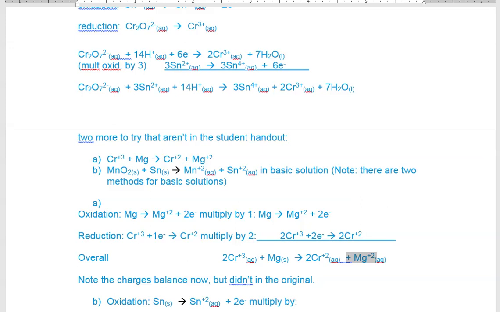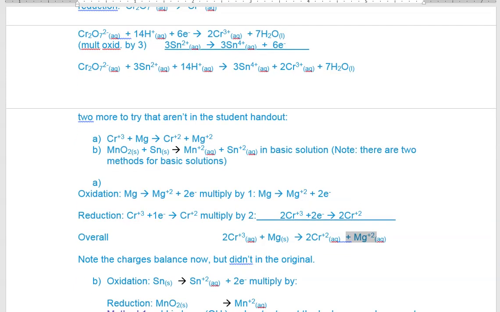Now the oxidation for the next one is not too bad. It's tin, goes from metal to +2 ions, so we have those 2 electrons. The reduction is the one that's a little tricky. So if we look at the reduction, by knowing that the first part is oxidation, we can figure out, okay, that manganese must be doing some kind of reduction thing. It starts out as manganese oxide, ends up as manganese.